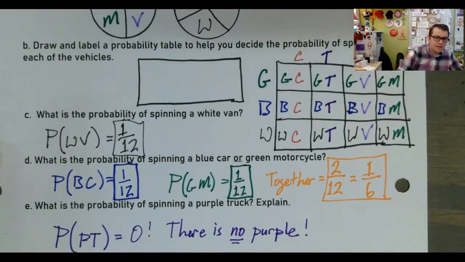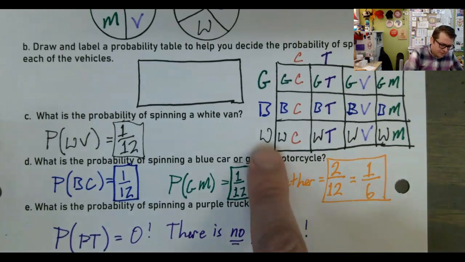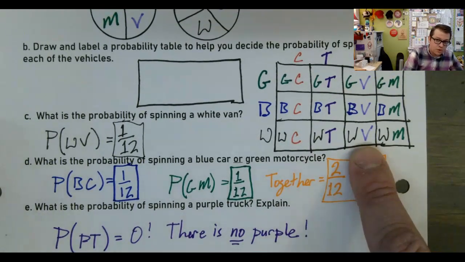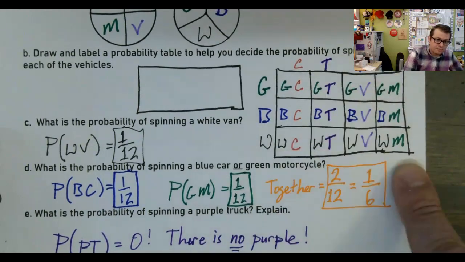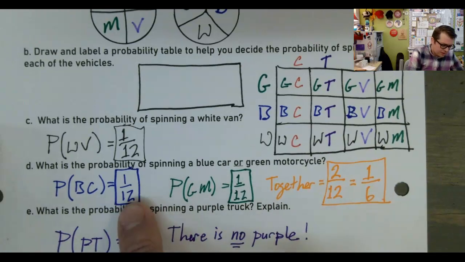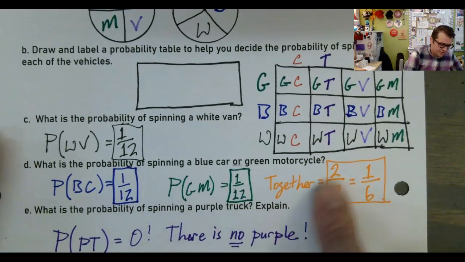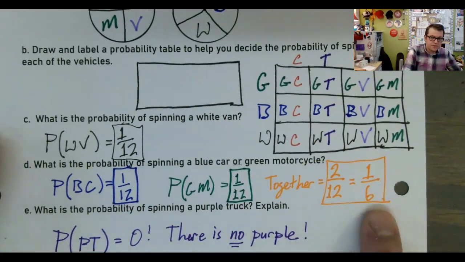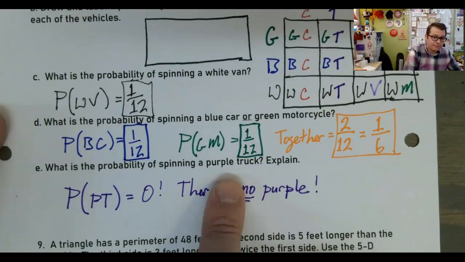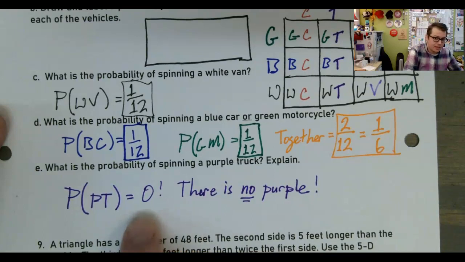So the probability of spinning a white van. White is this bottom row, van is right here. So white van is just one option out of our total 12 options. Blue car or green motorcycle. So blue car is 1/12, green motorcycle is 1/12. Together, 2/12 or 1/6. And the probability of a purple truck, regretfully, there is no purple, so our probability there would be 0.